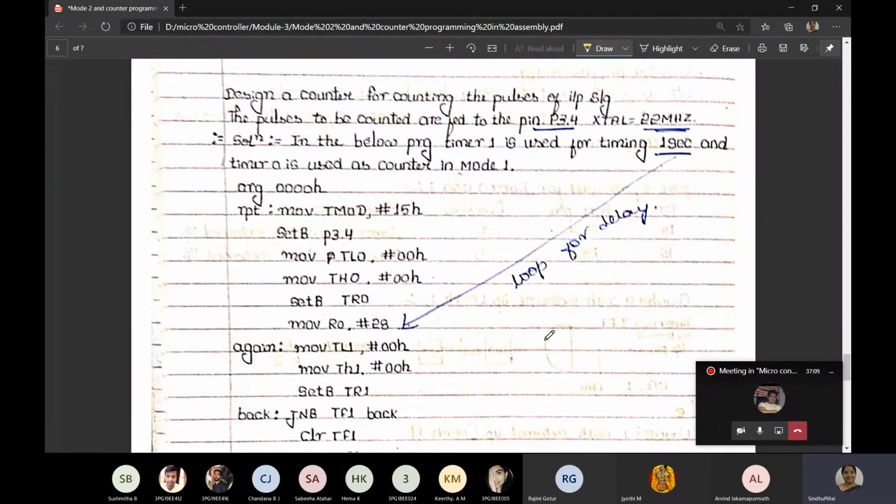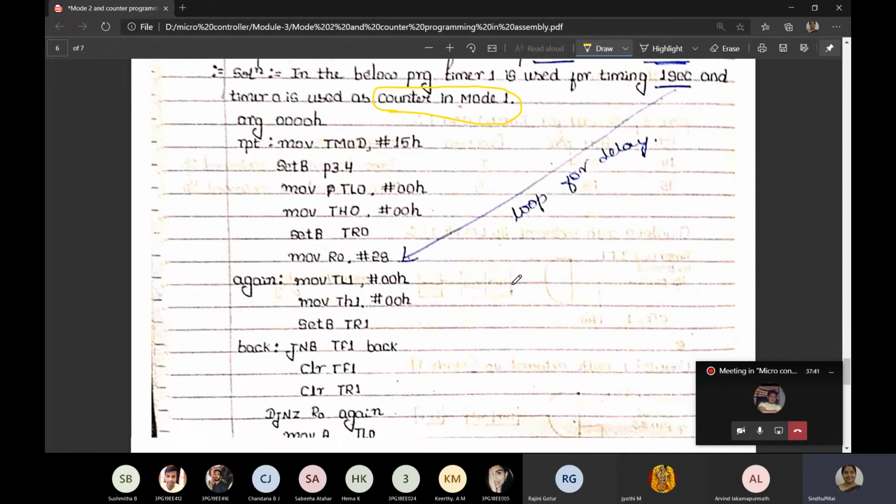Design a counter for counting the pulses of input signals. Here only counting will be done. The pulses to be counted are fed to the pin P3.0, and the external crystal is 22 megahertz. That is important. In the program below, timer 1 is used for a one second delay. They have just given 1 second, nothing like milliseconds. So they have gone with a number, and the timer is used as a counter in mode 1. That is important.